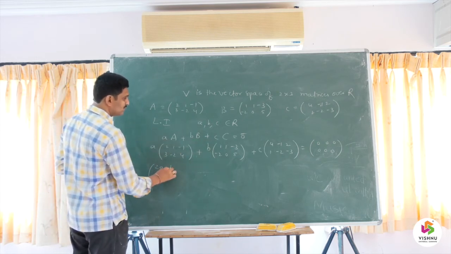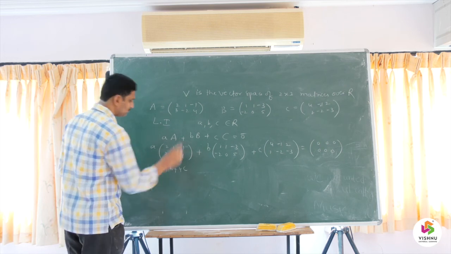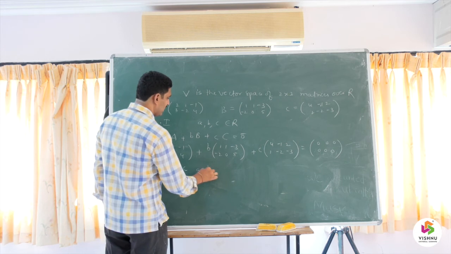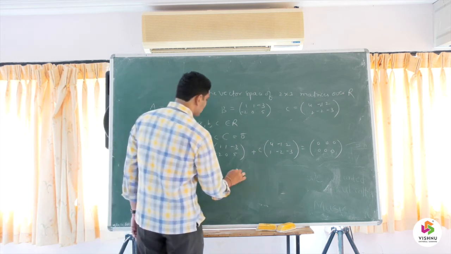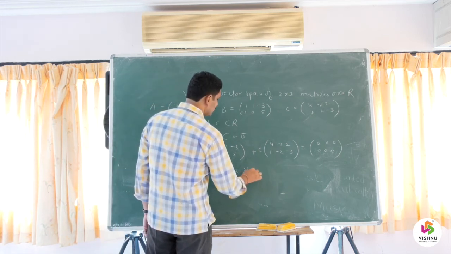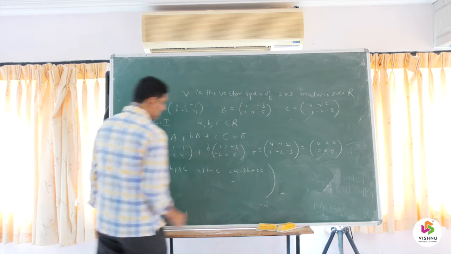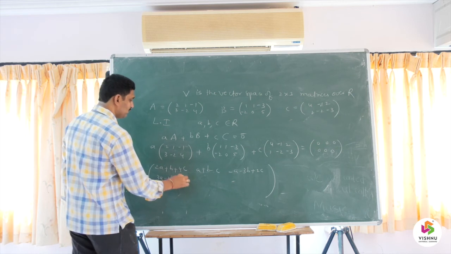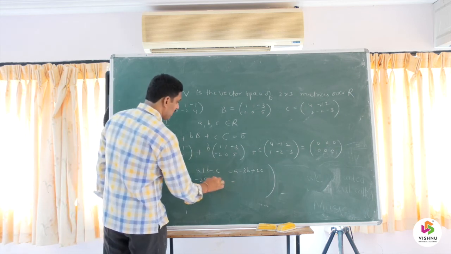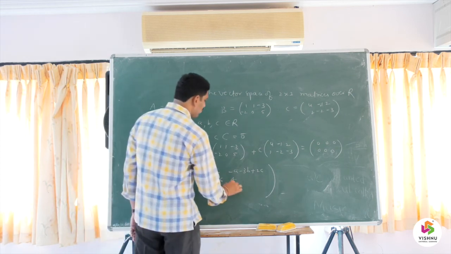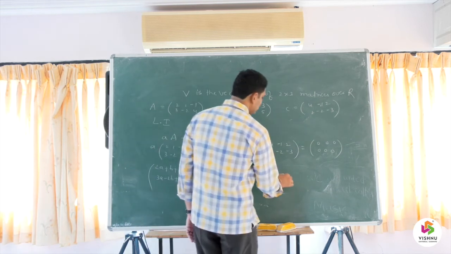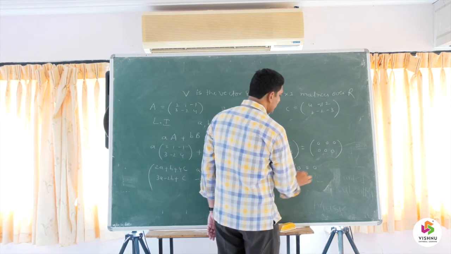So 2a plus b plus 4c. All second values: a plus b minus c. All third values: minus a minus 3b plus 2c. And in the second row you have 3a minus 2b plus c, minus 2a minus 2c, then you have 4a plus 5b minus 3c, equal to the 0 matrix here.